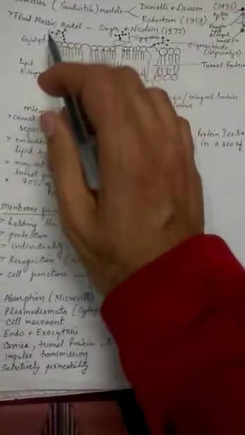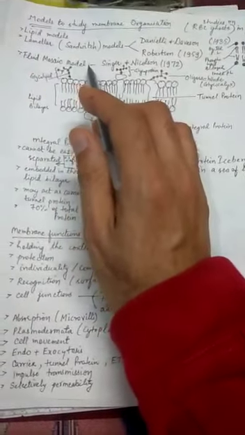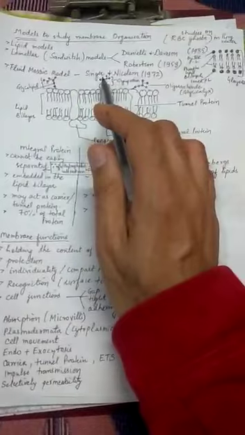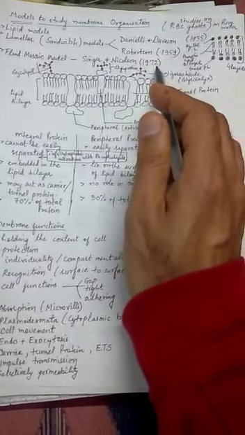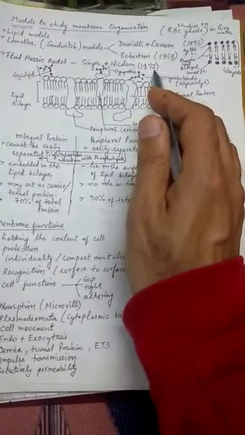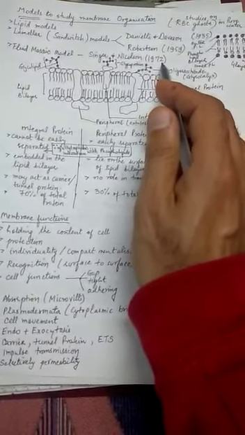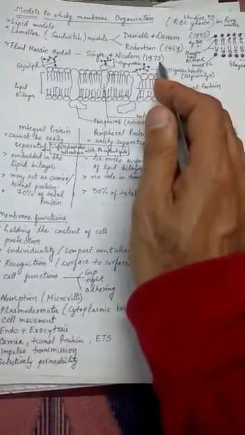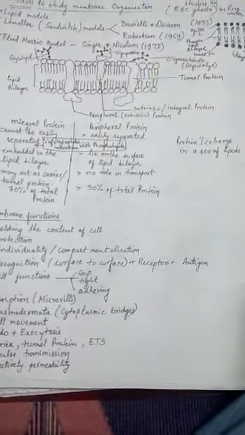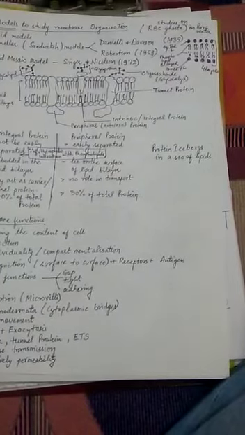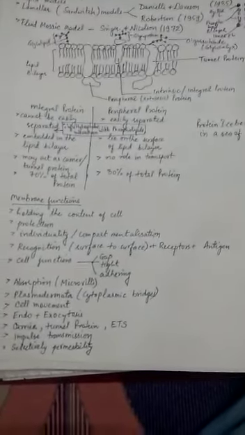And finally came the model which is called the fluid mosaic model. This model was proposed by Singer and Nicolson in 1972. This model happened to explain all the properties of the cell membrane as well as all other organellar membranes. That's why so far it is the most accepted model to explain the structure, properties and functions of any biological membrane.